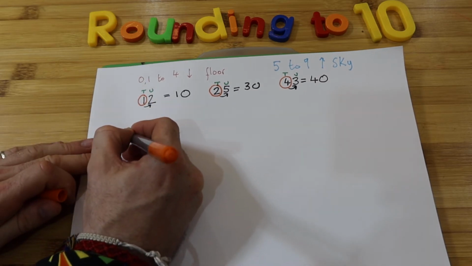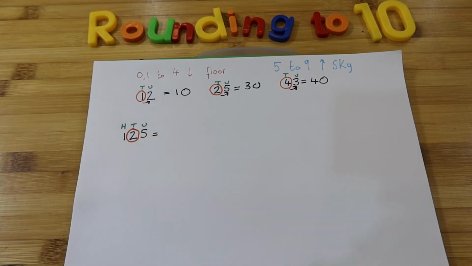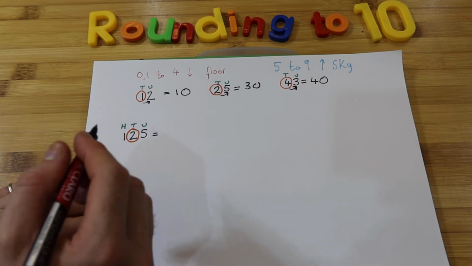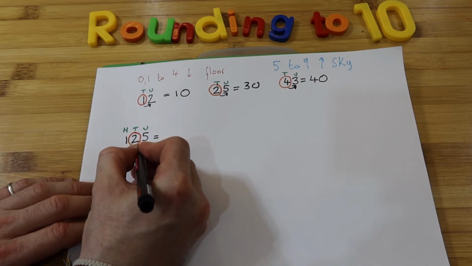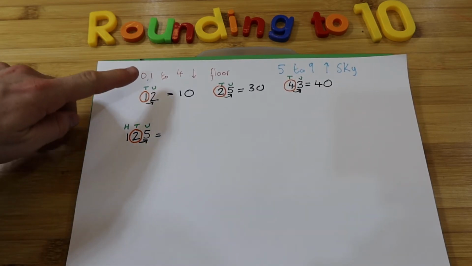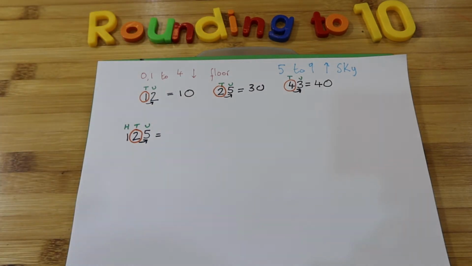We circle that, and this is how Mr. Chris does it in class, and this is hopefully an easy way that you understand. If you don't understand, please ask and I'll try a different method. We then go next door, and now remember that rhyme. 0, 1 to 4, we round down to the floor. 5 to 9, we round up to the sky.